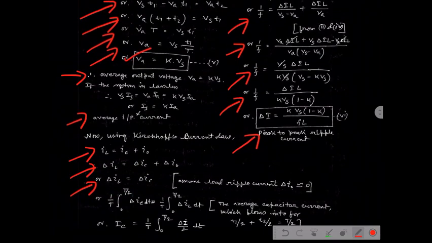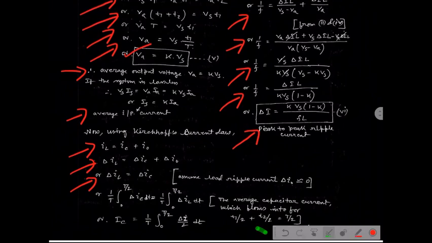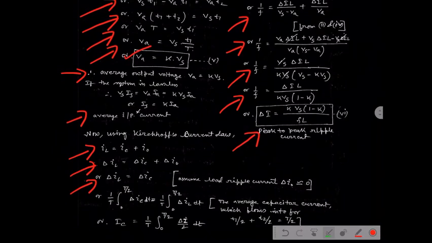After integrating both sides from 0 to T by 2, as we know, the average capacitor current flows through for T1 by 2 to T2 by 2. The summation of these two will give you capital T by 2, meaning total time by 2. That is why we can replace the term over here. So after integrating both sides, the capacitor current IC will give you 1 by T integration of 0 to T by 2 del I by 2 into dt.